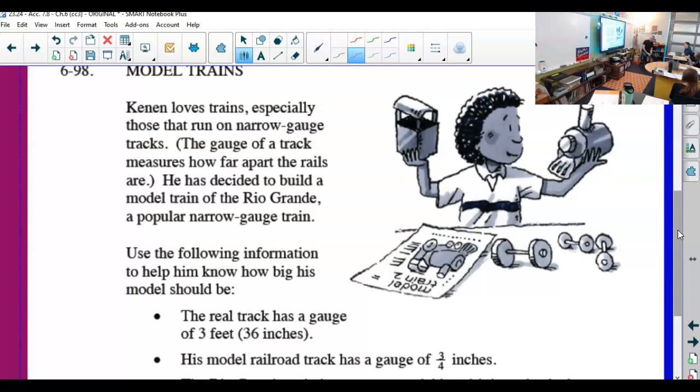Keenan loves trains, especially those that run on a narrow gauge track. The gauge of the track measures how far apart the rails are. He's decided to build a model train of the Rio Grande. By the way, if you are an actual model train person, there's an H scale, O scale, K scale. They're labeled with letters. But each scale has a certain ratio of it compared to the original, right? Of like, how big is it actually?